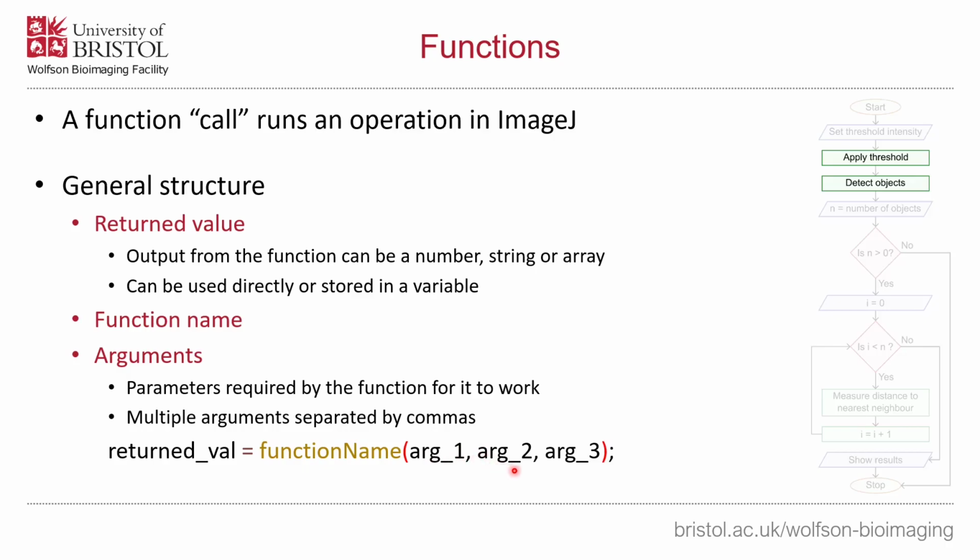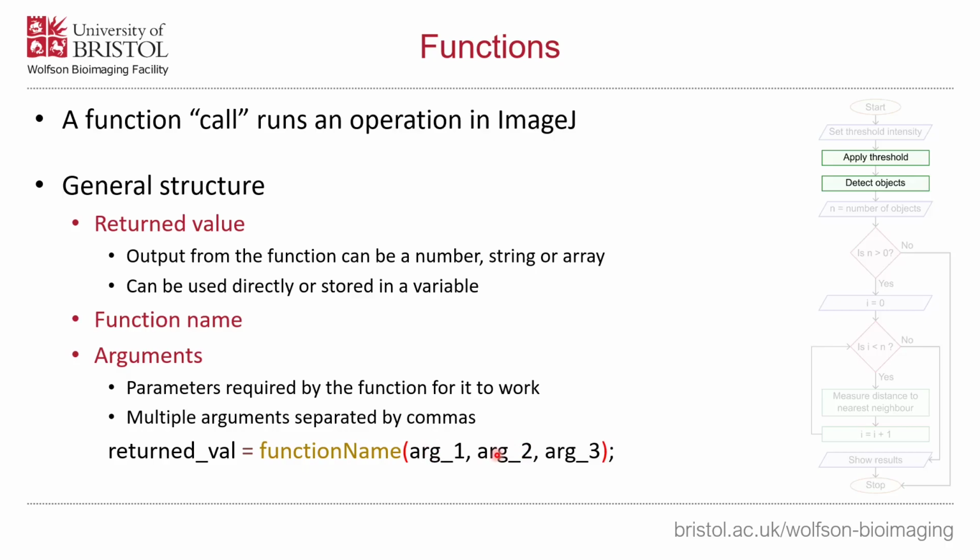Different functions will have different numbers of arguments. So in this example here, function name, which obviously isn't a real function, I've arbitrarily said maybe this one's got 3 arguments. They have to be specified in a particular order, as you will see later on. So if this was a filter, it might be an apply filter function, and then it would be the name of the filter and maybe the radius or something like that, or sigma for that filter.